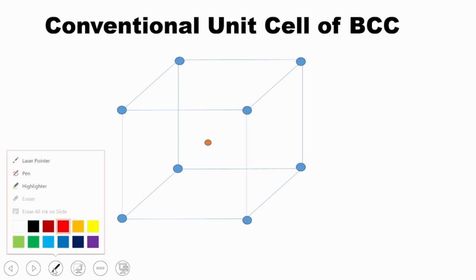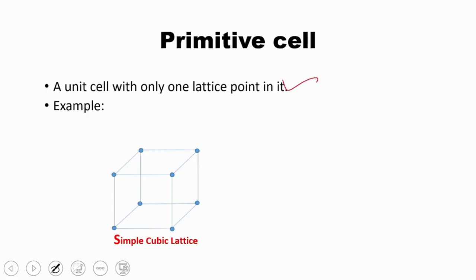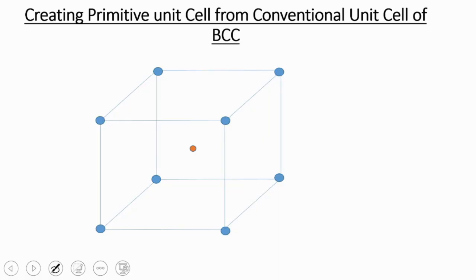In total, this makes 2 atoms per conventional unit cell, one contributed by the corners and one by the body center. So this is not a primitive unit cell, since we know that a primitive unit cell contains only one lattice point per cell. For example, in the case of simple cubic lattice, the unit cell itself is primitive. So our first task is to construct a primitive unit cell from the conventional BCC unit cell.